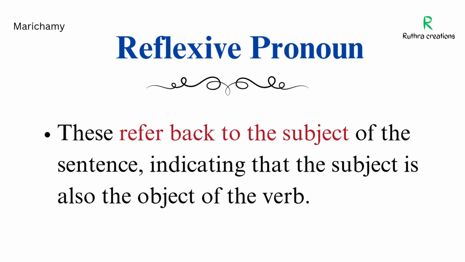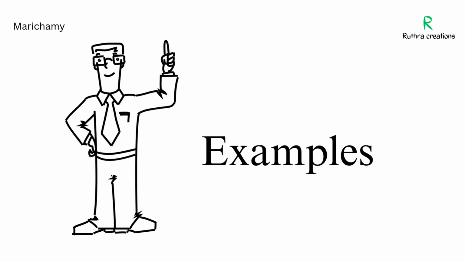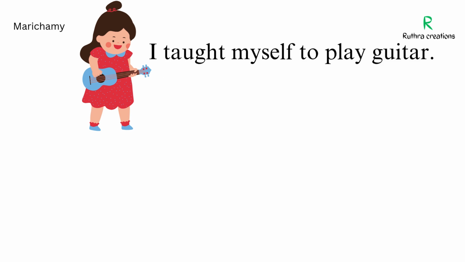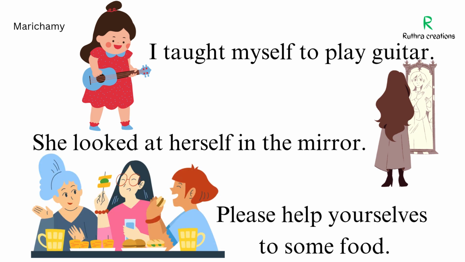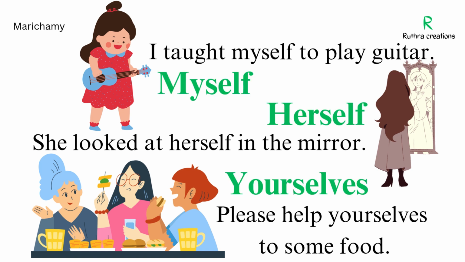Reflexive pronouns. These refer back to the subject of the sentence, indicating that the subject is also the object of the verb. Examples. I taught myself to play guitar. She looked at herself in the mirror. Please help yourselves to some food. Here myself, herself, yourselves are the reflexive pronouns.